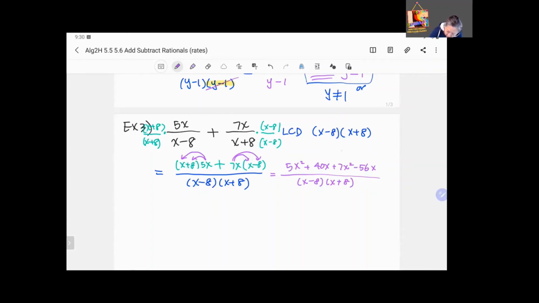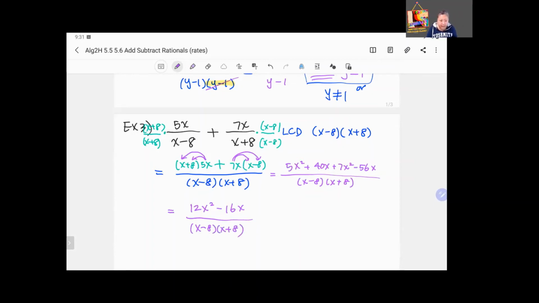So 5x squared and 7x squared are like terms, and it's going to be 12x squared. And 40x take away 56 makes negative 16x. Then it's over x minus 8 and x plus 8.